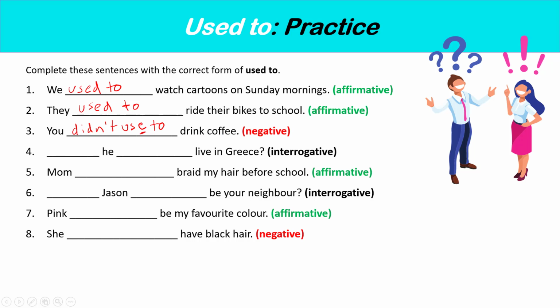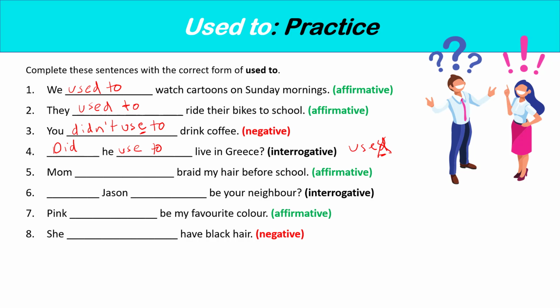Number 4 is a question. Did he use to live in Greece? Again, for this one, do not add a D here because it's a question. We only add the D in the affirmative form.